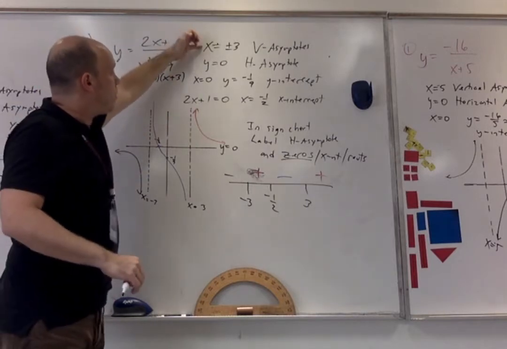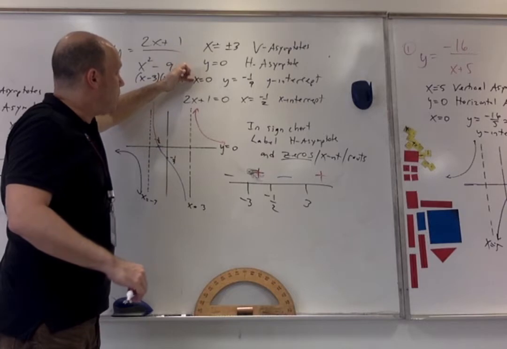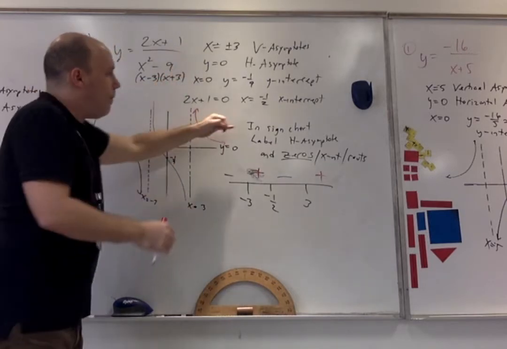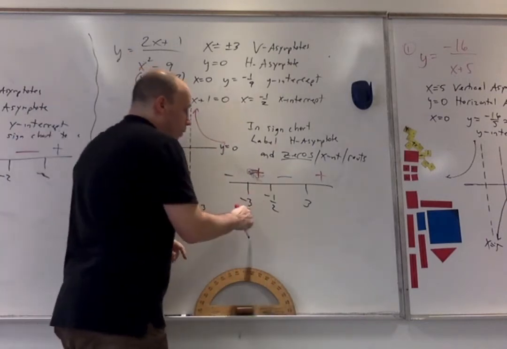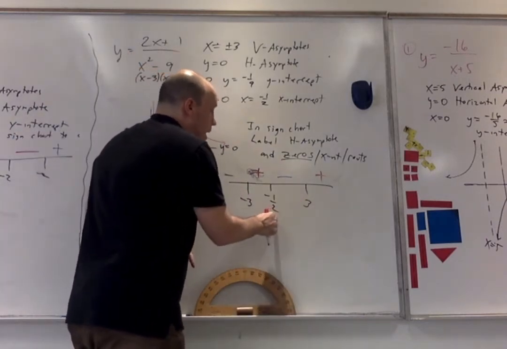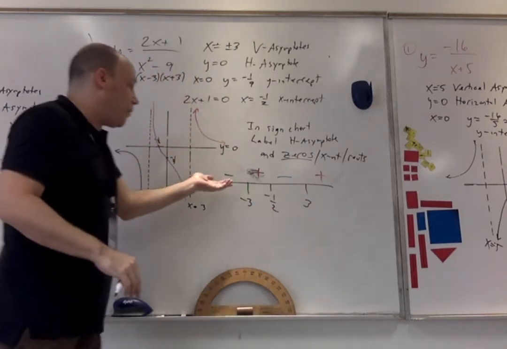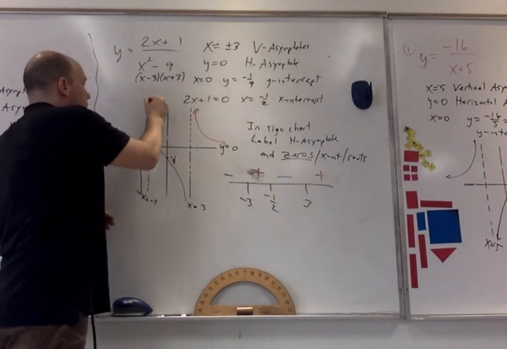Find the vertical asymptotes. The horizontal asymptote is always 0. Get your y-intercept, your x-intercept. Start to make the graph. Make a sign chart. On this chart, you're going to label the asymptotes and the zeros, because that's where the action changes from above or below. And then substitute values in and see what the curve looks like.